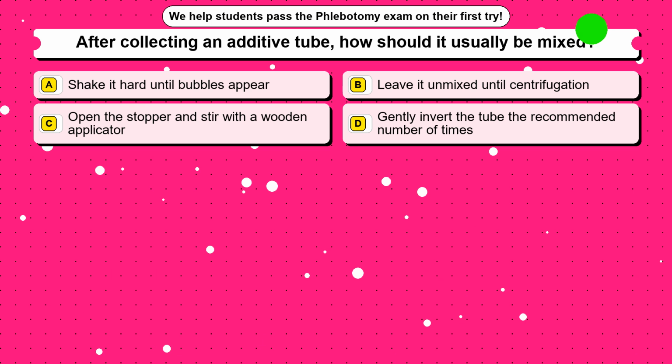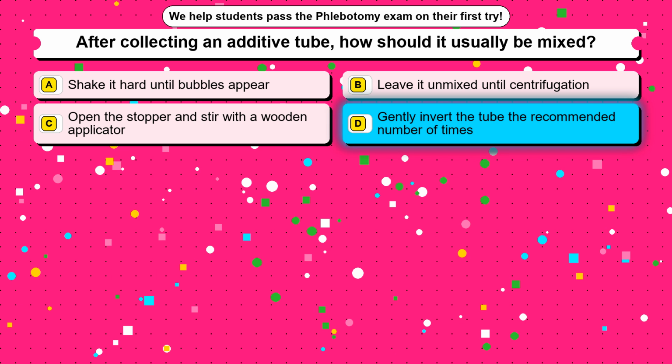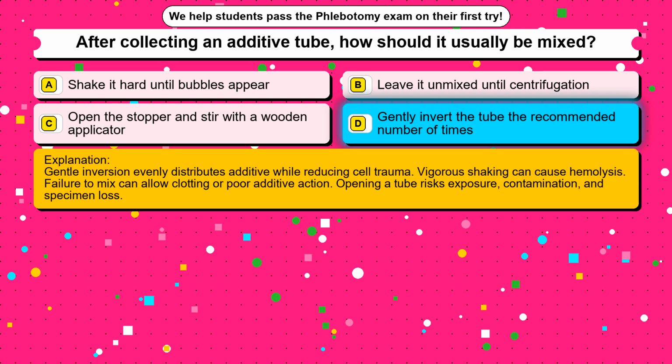Question 64. After collecting an additive tube, how should it usually be mixed? Option A, shake it hard until bubbles appear. Option B, leave it unmixed until centrifugation. Option C, open the stopper and stir with a wooden applicator. Option D, gently invert the tube the recommended number of times. The correct answer is option D. Gently invert the tube the recommended number of times. Gentle inversion evenly distributes additive while reducing cell trauma.